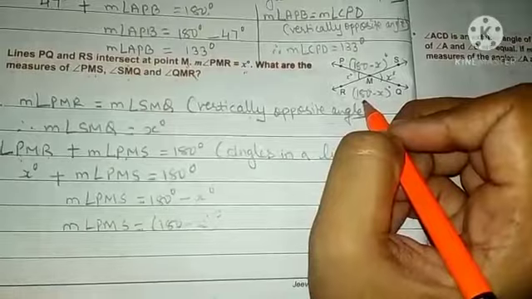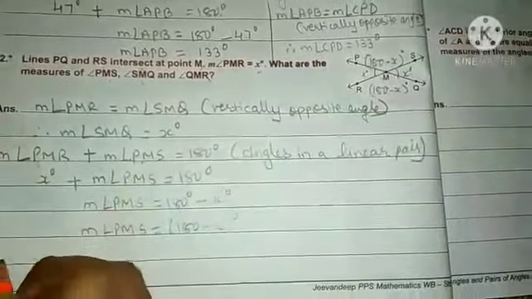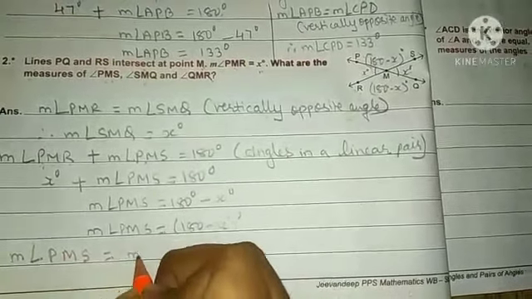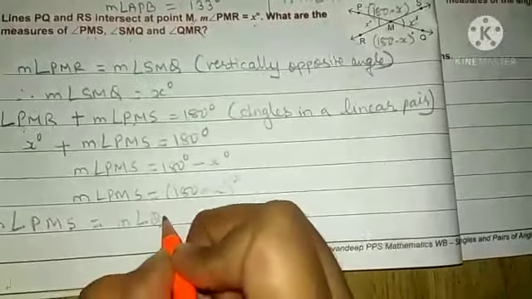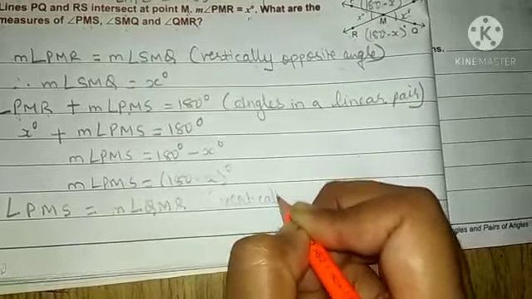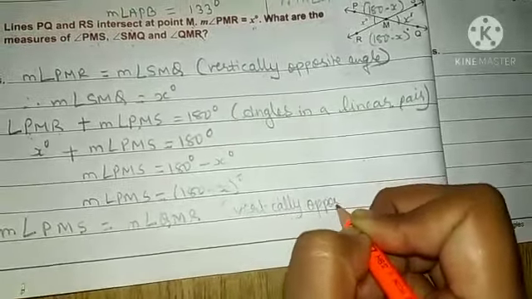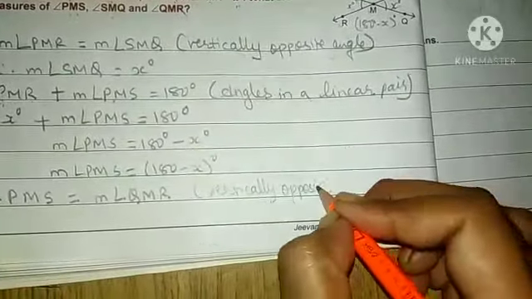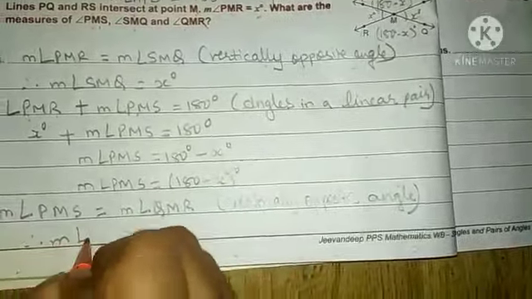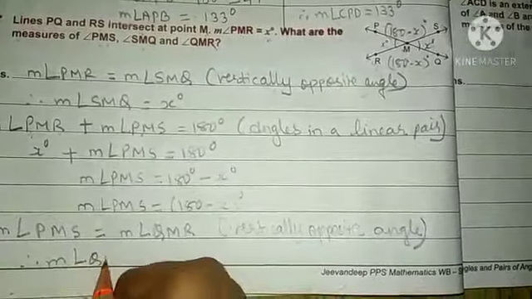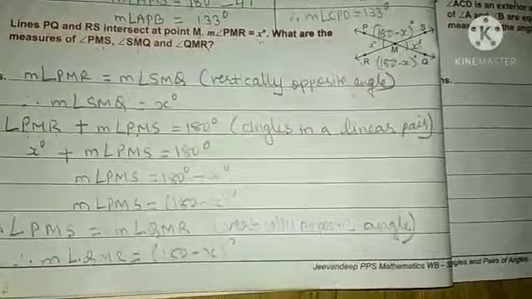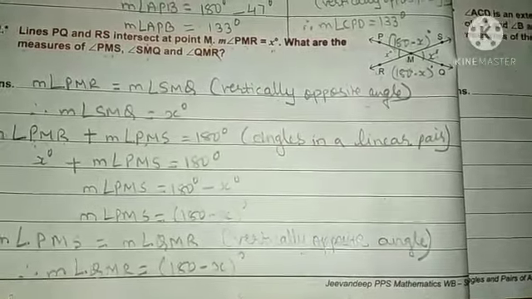Understood, everyone? So here what you will write down? How you will write down? Here you will write down measure of angle PMS is equal to measure of angle QMR. Why? Because they are vertically opposite angle. Clear? So therefore measure of angle QMR is 180 minus x degree. Clear? Understood? Students, how you will do?